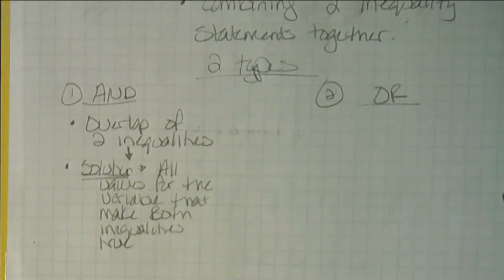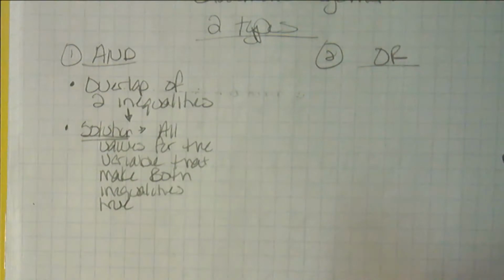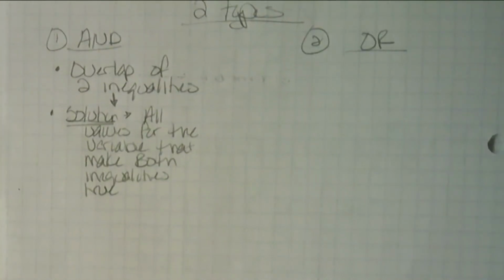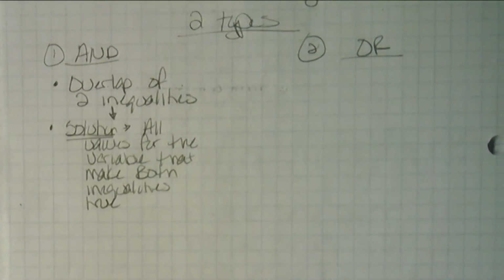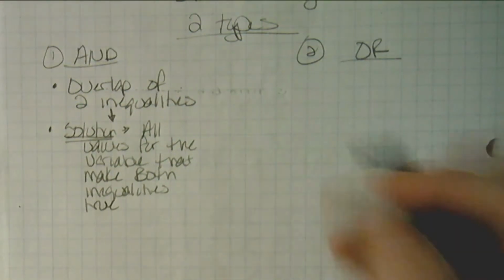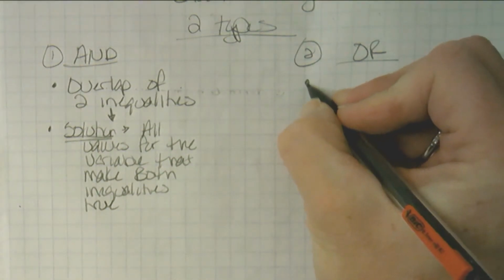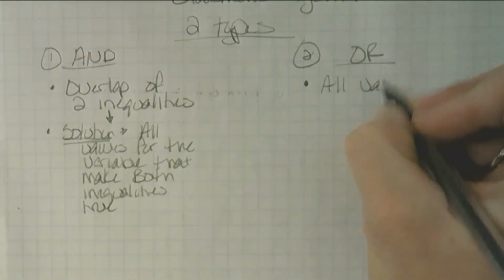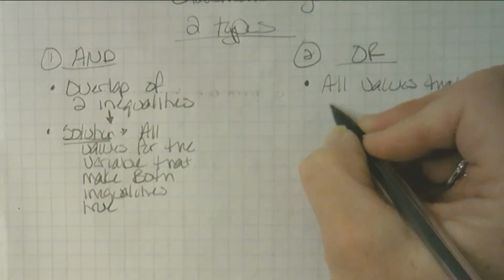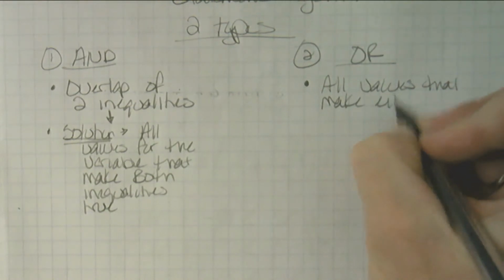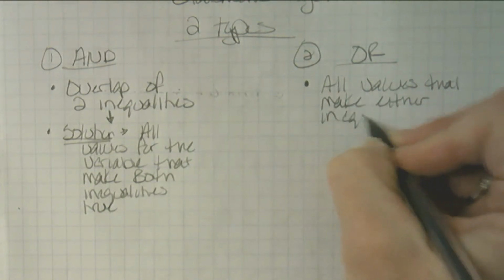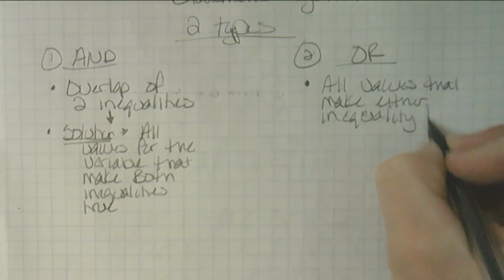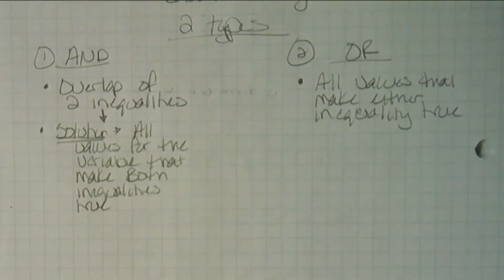And we're going to look at it. You guys looked at it a little bit from a graphing perspective in your notes. We'll do some more of that, obviously. But ands is the overlap. It's the values that make both of them true. All right. Ors are all values that make either inequality true. So it's all values that make either inequality true.